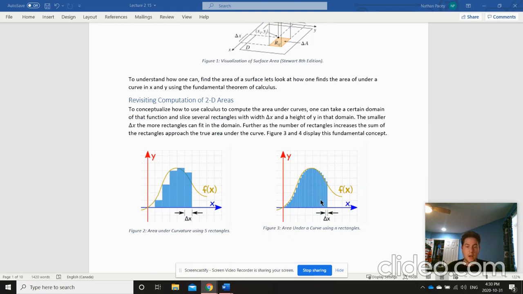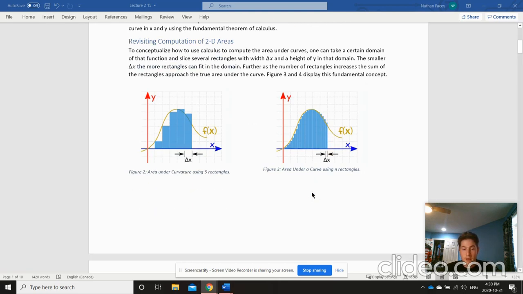To conceptualize how we compute area under a curve, we remember that we use that delta x width and the y height for the respective domain of a function. You can see figure 2 and figure 3 here. Now we've gone over this a bit in the past, so I won't spend too much time on it. But essentially, the more rectangles we create under the curve, the more accurate it will be. You can see that figure 3 here is going to be much more accurate than figure 2.